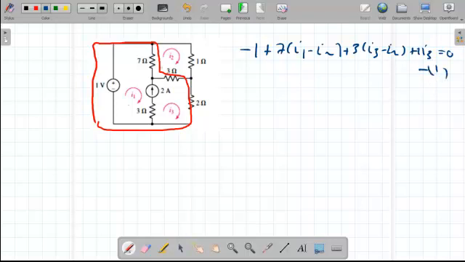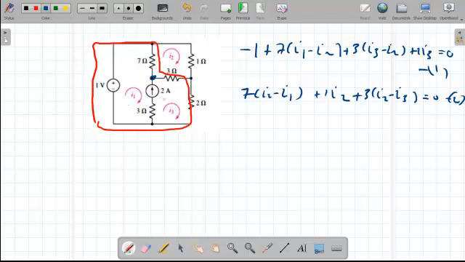The second equation, we can get it from here. We write KVL for mesh 2. So 7 times I2 minus I1 plus 1 times I2 plus 3 times I2 minus I3 equals 0. So this is my second equation.